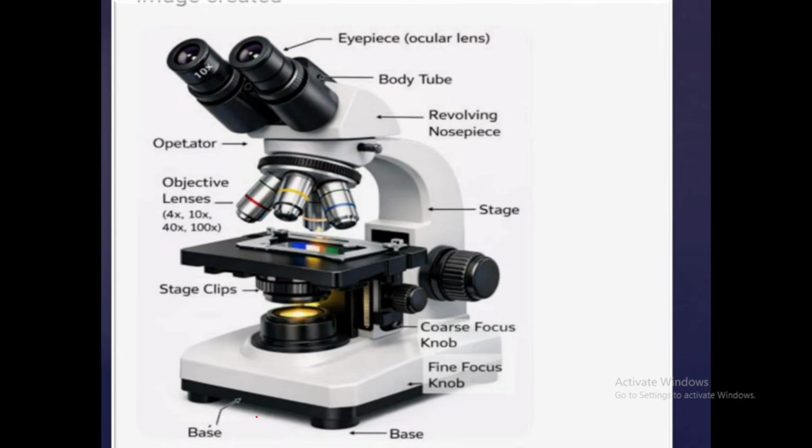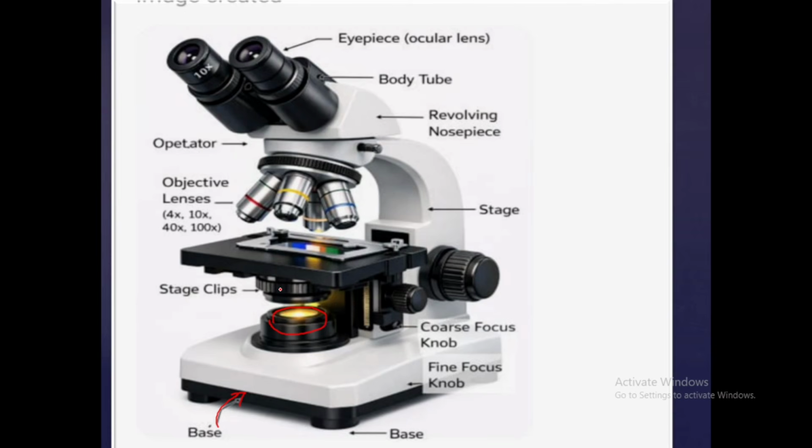Now let us see the parts of a microscope. First, the down part we can see: this is the base. Next, above the base, the light source is present. This is the light source, another name is illuminator. The illuminator illuminates the light.